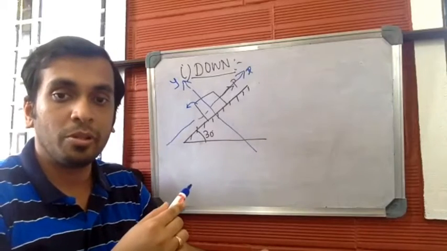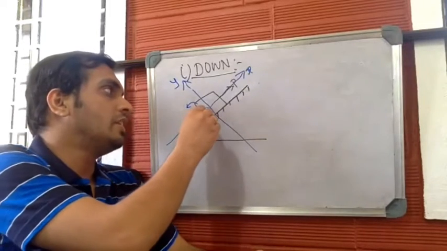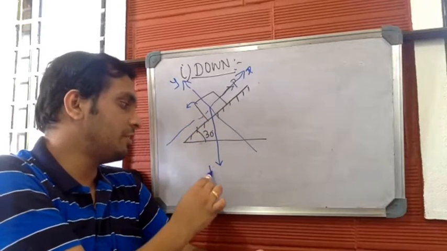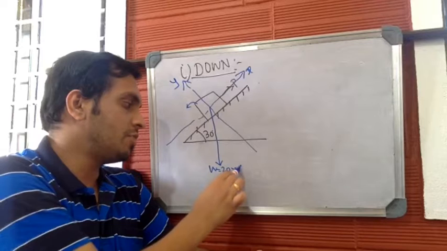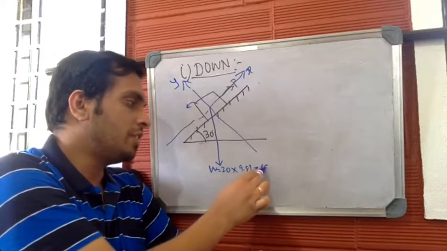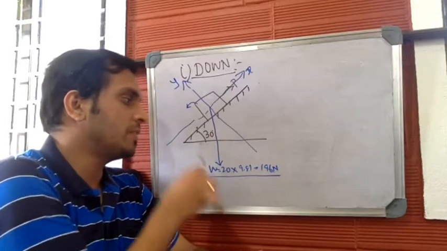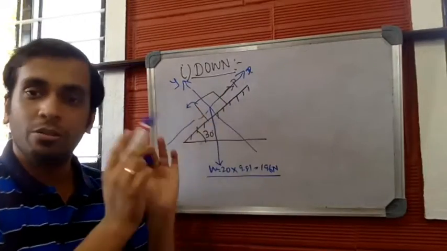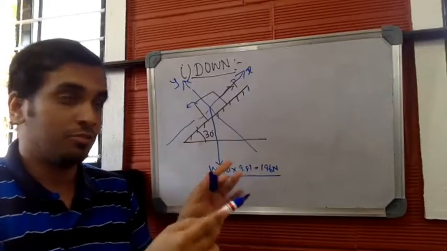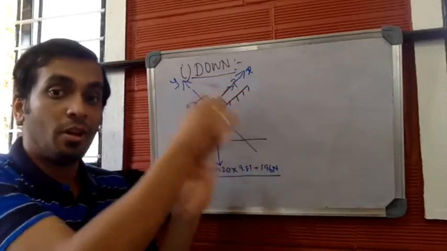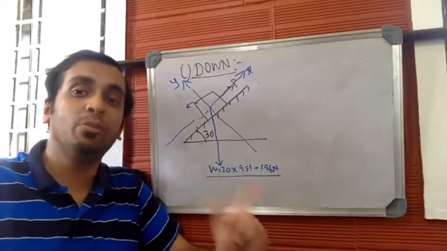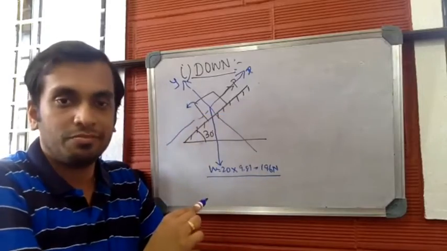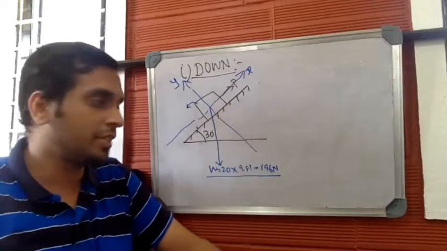In step number two, you'll mark the self-weight. Self-weight will always act vertically downwards. Self-weight W is equal to 20 kgs, 20 into 9.81, which will be 196 newtons, acting vertically downwards. Since the coordinates are inclined and self-weight acts vertically downwards, self-weight makes some angle with respect to the x-axis or y-axis.